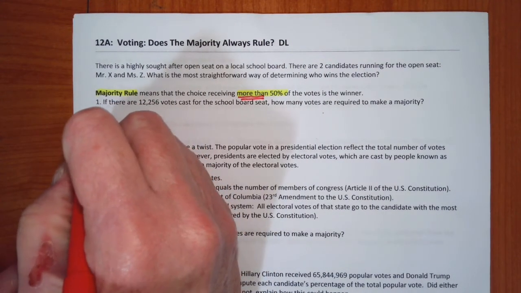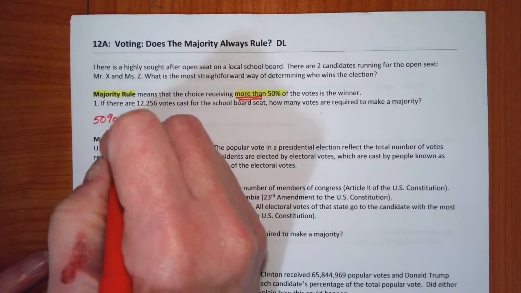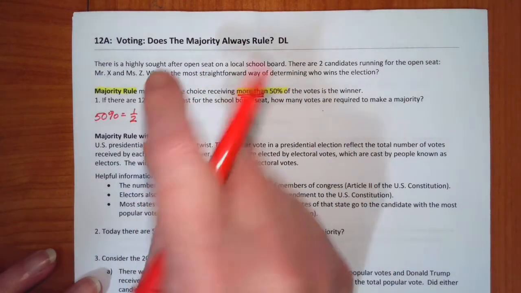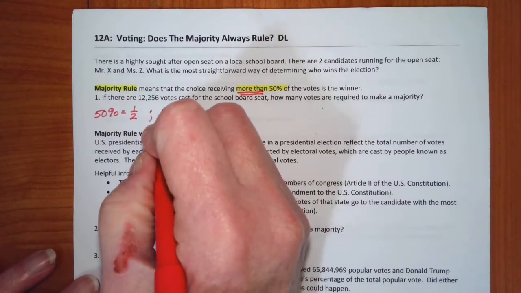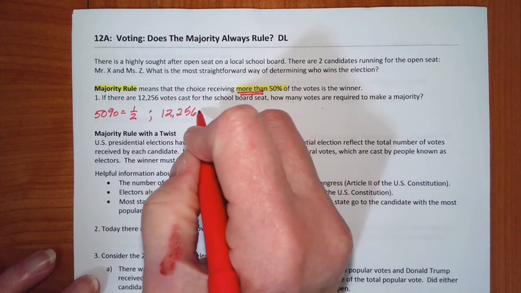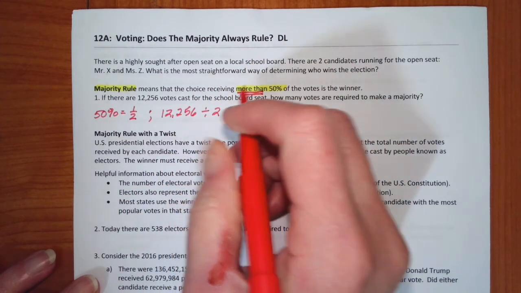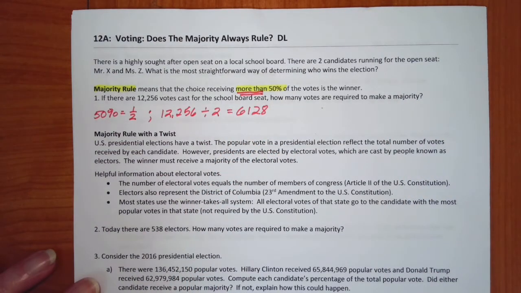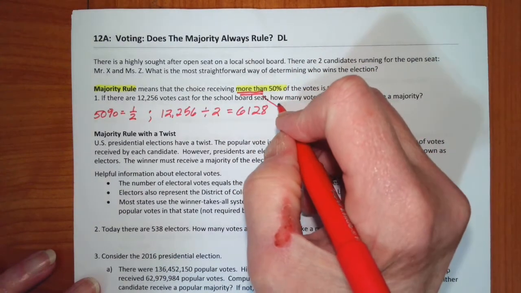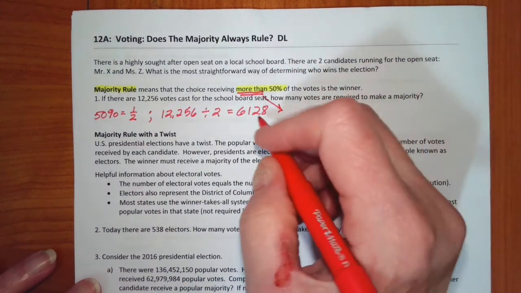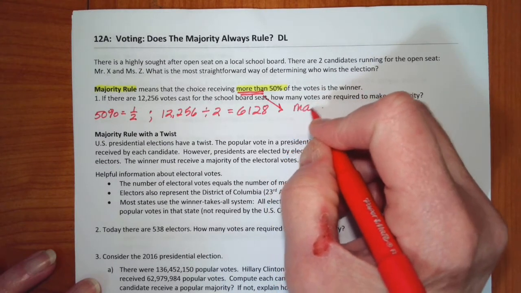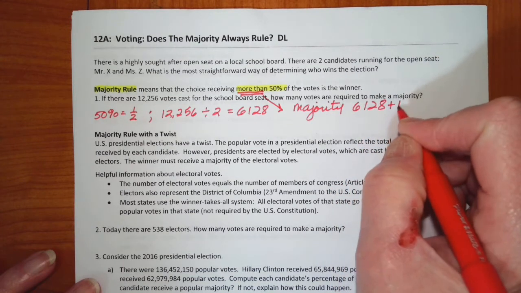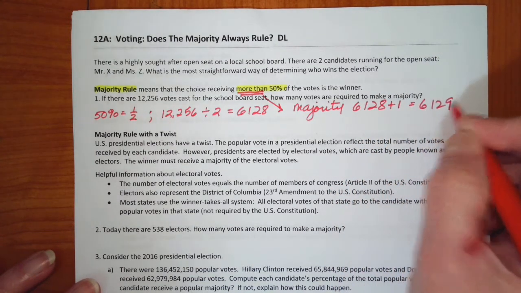Okay, well 50% is 1/2. So we need more than 1/2. All right, so to find half of these, I just take 12,256 and divide it by 2, and I get 6128. But I need more than 50%, so I have to add 1. So a majority is going to be 6128 plus 1, or 6129.